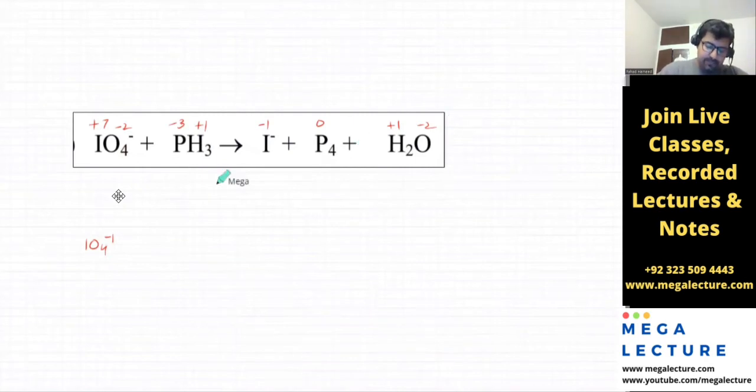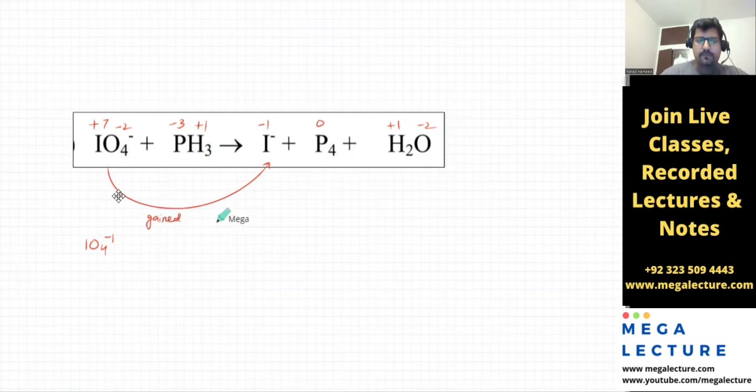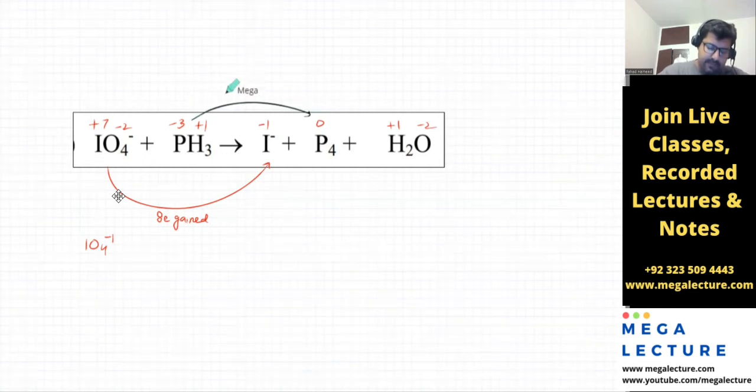So now come to this. How many electrons are gained by iodine? Okay, what's the number? Gained by iodine, that's 8. So 8 electrons are gained, that's reduction. And phosphorus goes from -3 to 0, so that's a loss of 3 electrons.